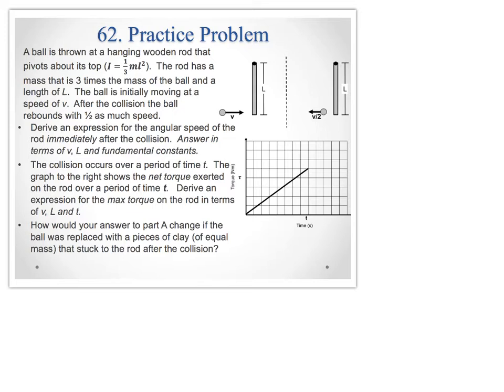Let's go ahead and try a practice problem with this. We have a ball thrown at a hanging wooden rod that pivots about its top. There's the moment of inertia of the rod. It has a mass that's 3 times the mass of the ball and a length of L. Initially the ball is moving at a speed of v. Afterwards it rebounds with half as much speed. We want to derive an expression for the angular speed of the rod immediately after the collision.